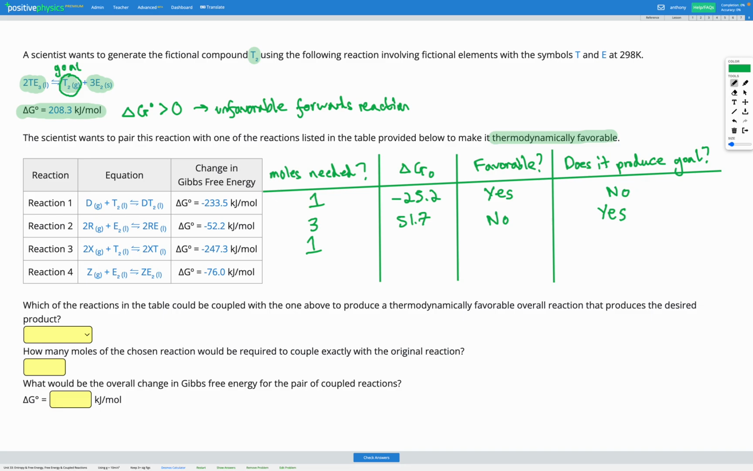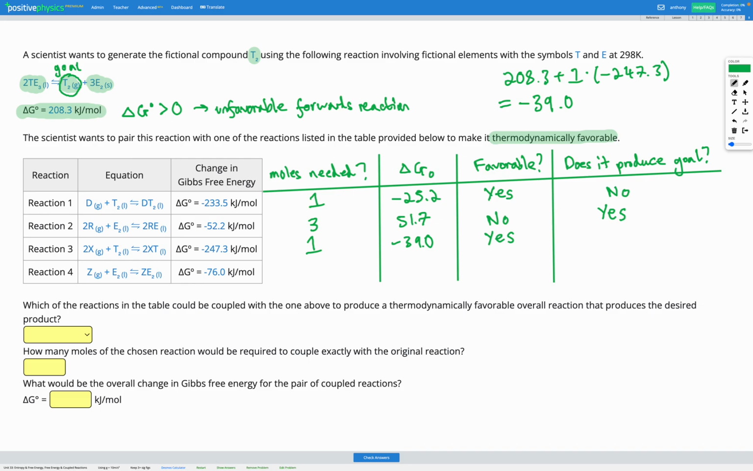Let's figure out what our delta G naught would be. Delta G naught for our given reaction was 208.3. Then we're adding 1 of our change in Gibbs free energy for reaction 3, which is negative 247.3. So if we put that into our calculator, we get negative 39.0. So our delta G here is negative 39.0. That's less than 0. So this is a favorable coupled reaction.